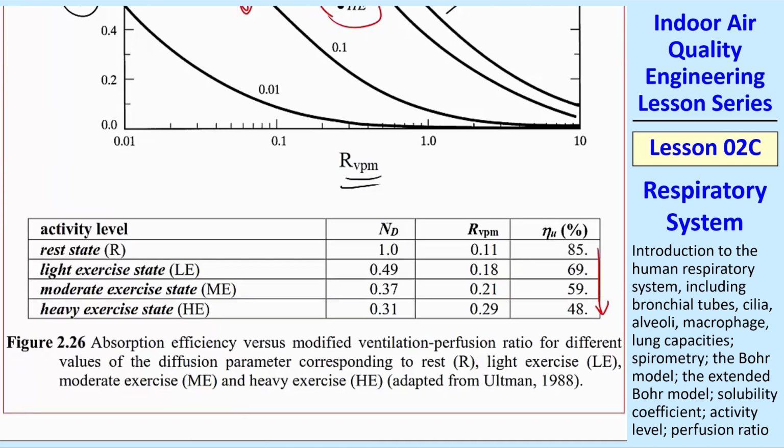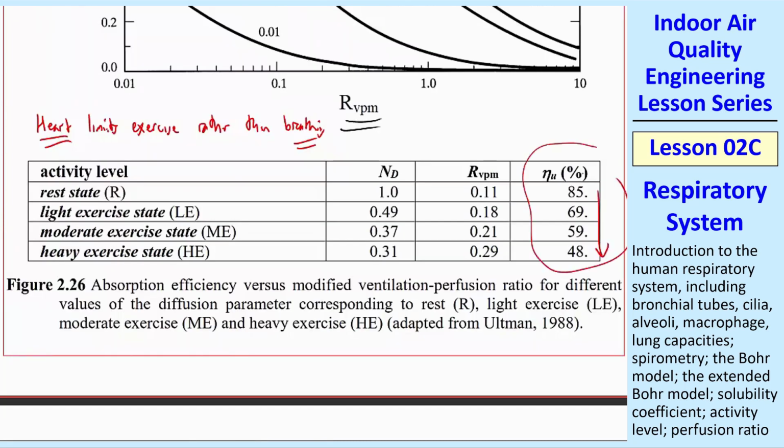The bottom line in all this is that since the blood rate increases more slowly than the air intake rate, it's the heart that limits exercise, how much exercise you can do. So it's not the breathing that limits your exercise, it's the heart. And as you increase exercise, going from rest to heavy exercise, the efficiency of uptake goes down considerably. And so that's why you can't exercise for a long time without getting exhausted.